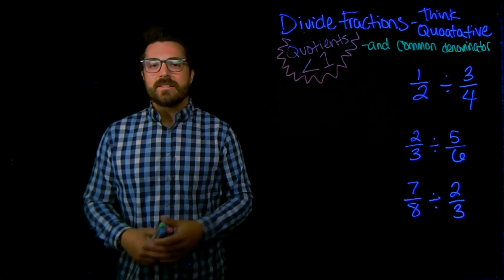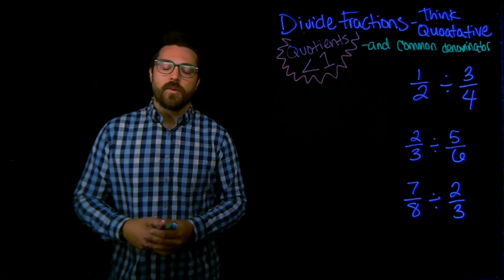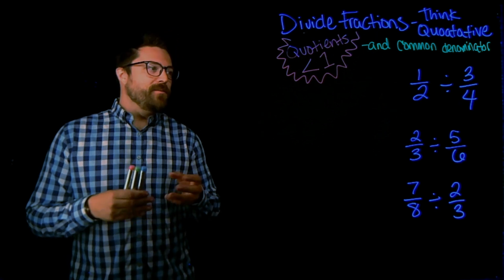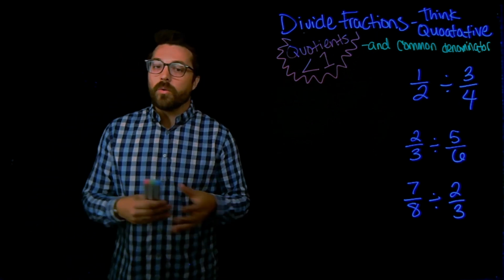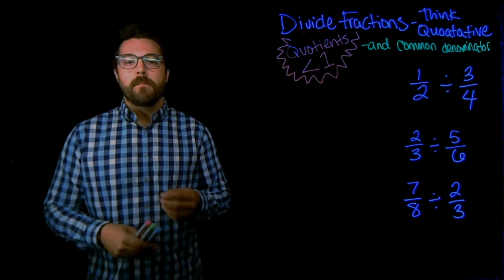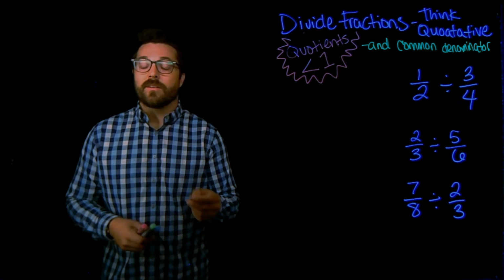And this is the video where we're going to look at quotients that are less than 1. So if you haven't seen part 1 or 2, in part 1 we looked at dividing fractions where we actually have whole number quotients, and then in part 2 we looked at dividing fractions with mixed number quotients, and now in part 3 we're looking at quotients that are less than 1.